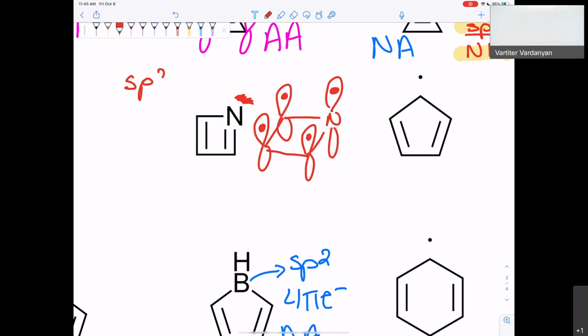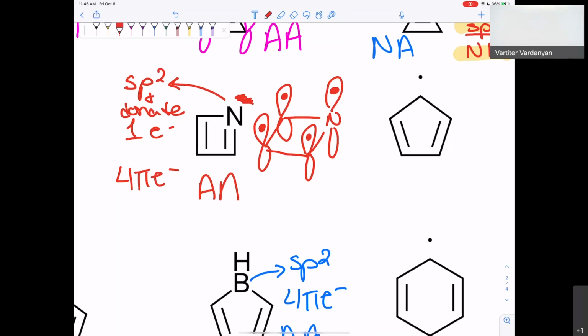So it must be sp2 and donate 1 electron. And so how many electrons does this guy have? 4, yes. And so which rule does that follow? The 4n, which is anti, yes. And then I'll draw the lone pair just so you can see it on a different plane. No, in this case it cannot because it's stuck in a double bond. That's how they get you. Yep. So when it's double bonded inside the ring, it's essentially just like having a carbon there.